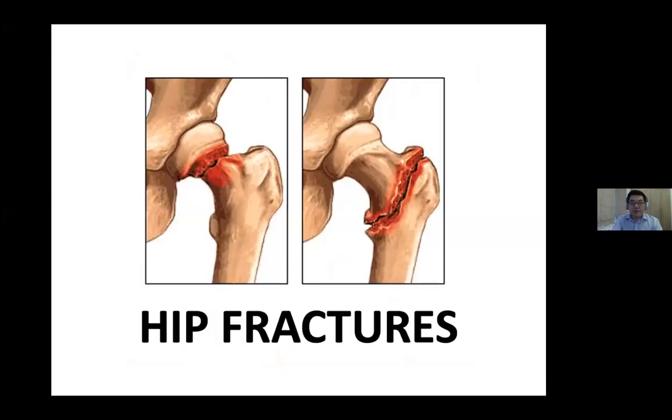Okay, let's talk about hip fractures. Hip fractures are getting more and more common as we are having more and more of our population getting older, essentially. And it's for a number of reasons.